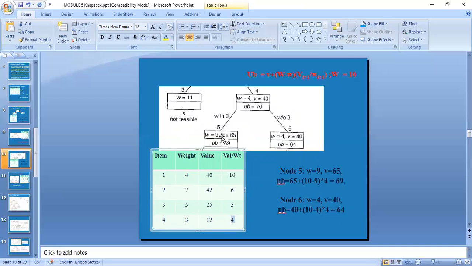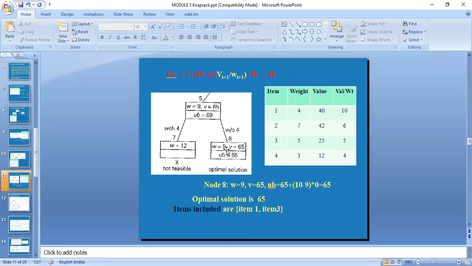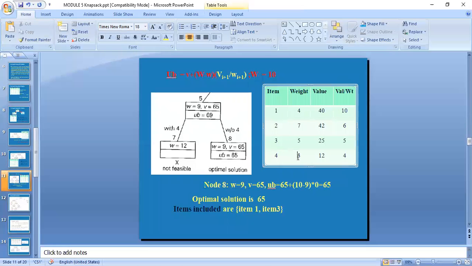Since both are promising nodes, you consider the one which is giving you the most promising. Most promising is 69, so we are going further. Now, already the weight is 9, so if you include the next item, the weight becomes 12. It is not feasible. So we are going with weight and value, calculate the upper bound without item 4. Without item 4 means node 3 is not added. So you will be getting whatever is there in the parent node as it is. So it is 9 only.